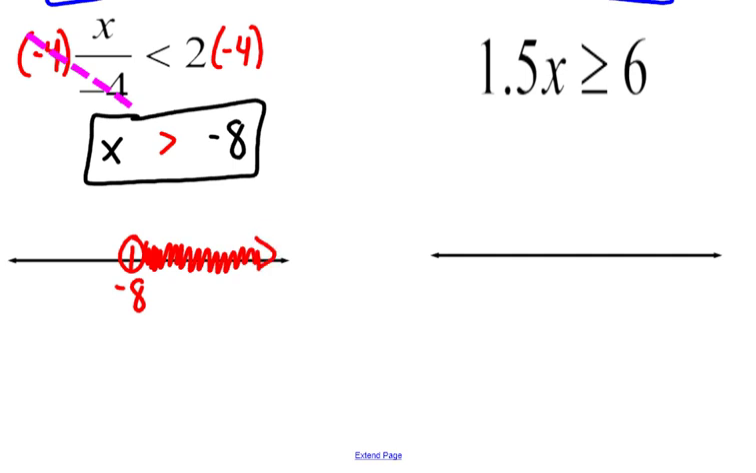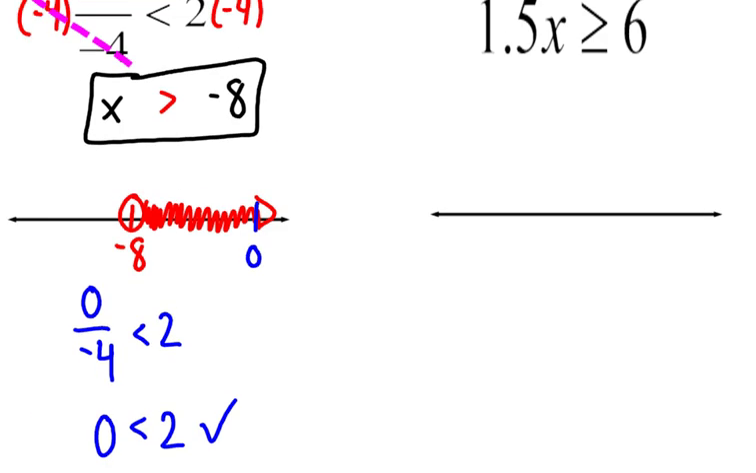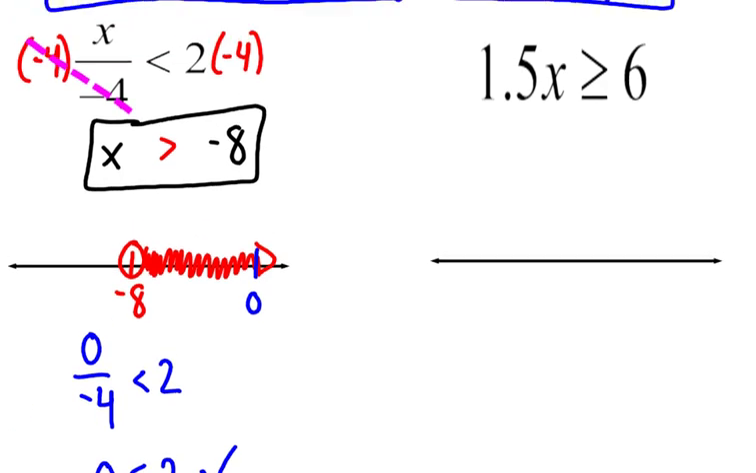What's a really easy one to check? 0. If 0 is in there, I think 0 is easy to check. Put 0 in there. 0 divided by -4, is that less than 2? It is, because 0 divided by -4 is 0, and 0 is less than 2, so it checks out. It's a true statement.